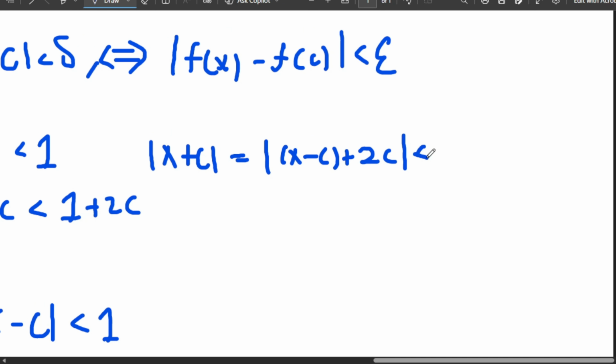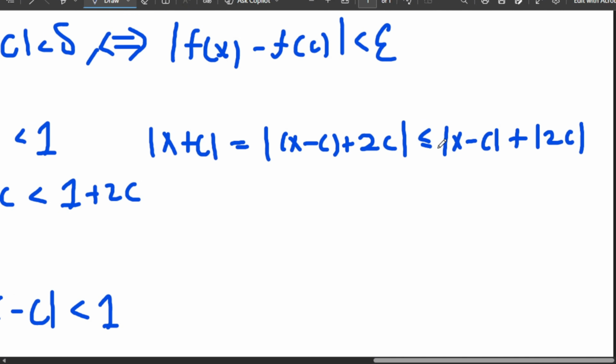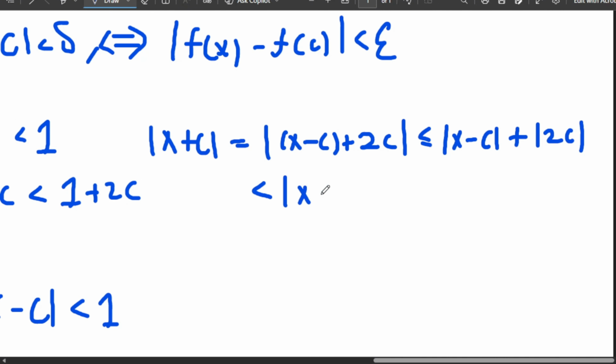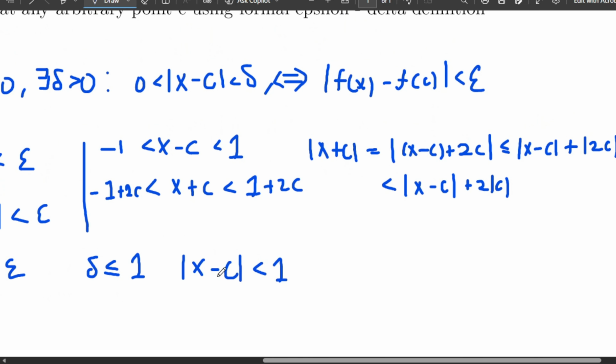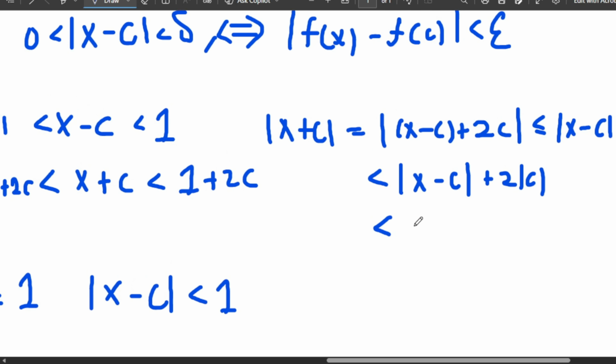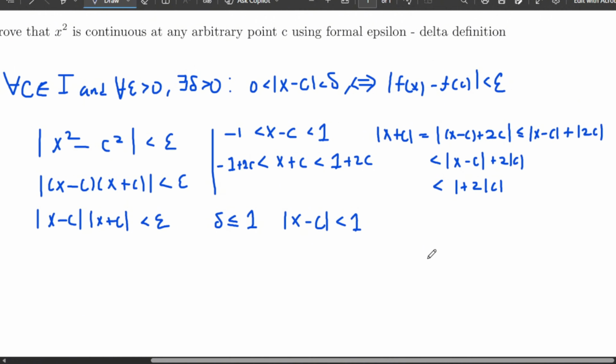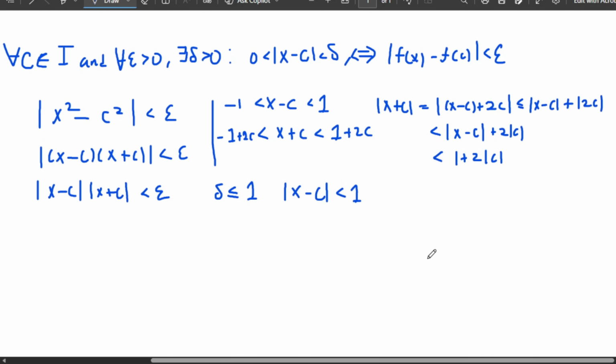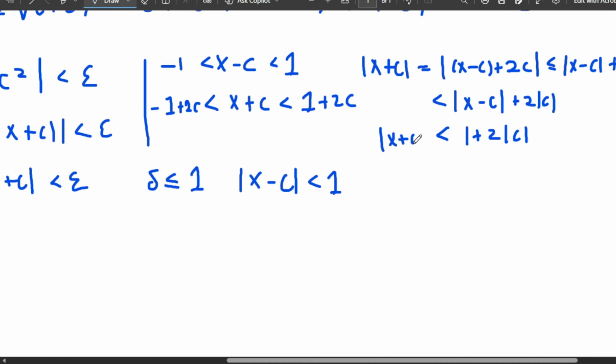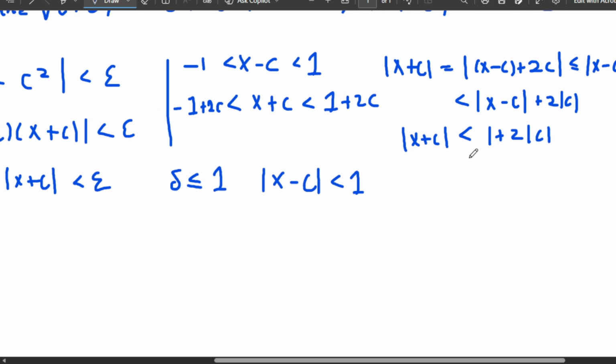This will be less than or equal to absolute of x minus C plus 2 times absolute of C. While x minus C is less than 1, that means this will be strictly less than 1 plus 2 times absolute of C. So x plus C must be strictly less than 1 plus 2 times absolute of C.